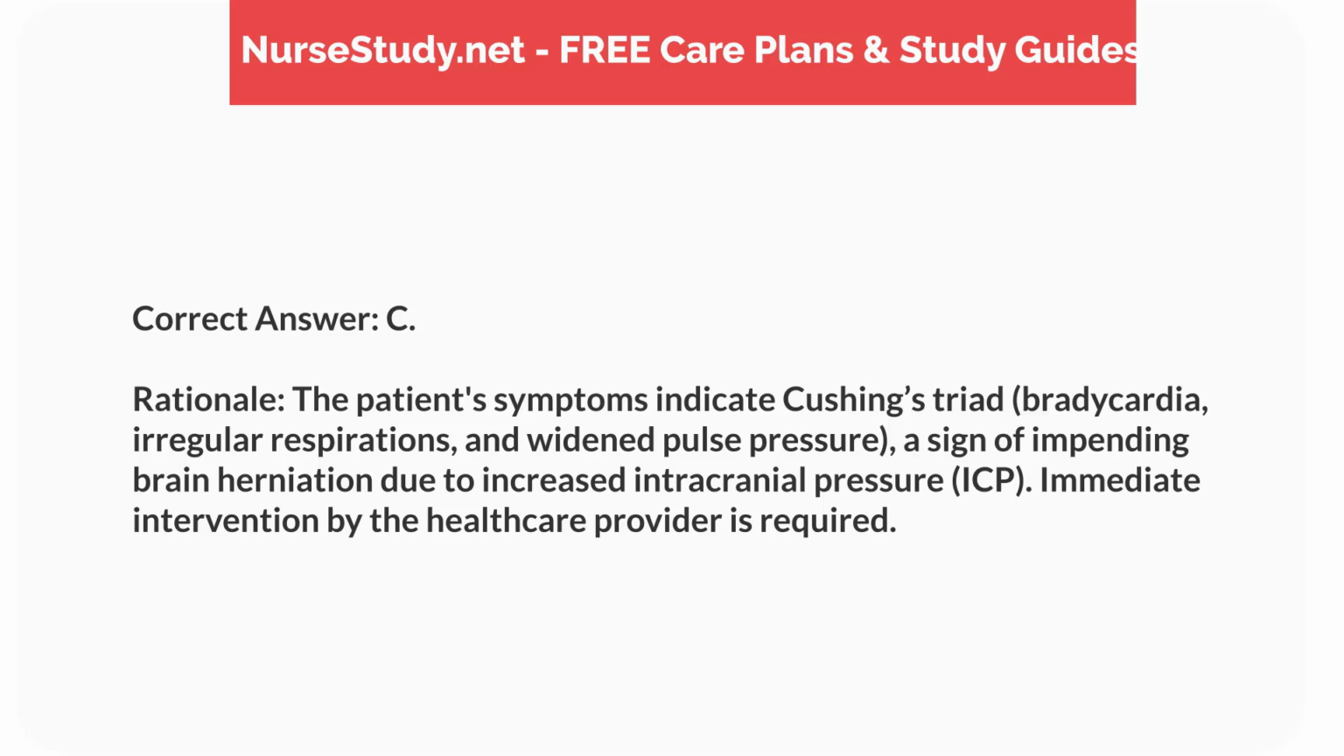Correct answer, C. Rationale: the patient's symptoms indicate Cushing's triad, bradycardia, irregular respirations, and widened pulse pressure, a sign of impending brain herniation due to increased intracranial pressure, ICP. Immediate intervention by the healthcare provider is required.